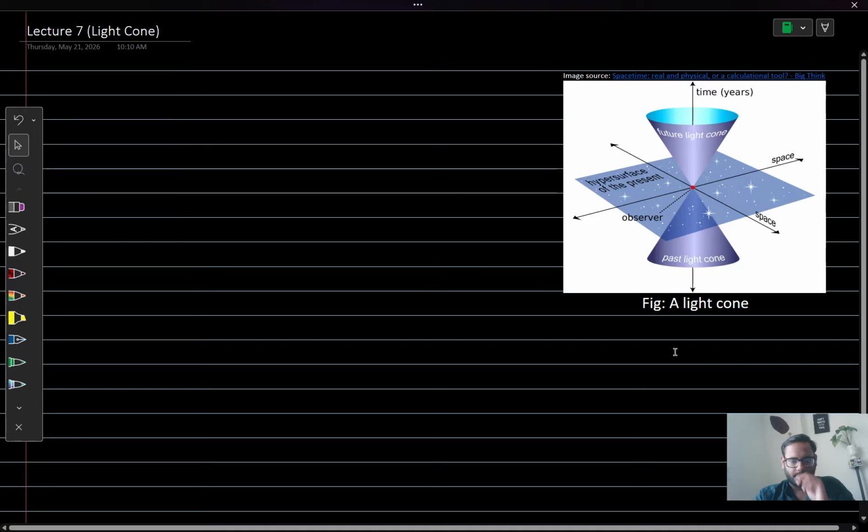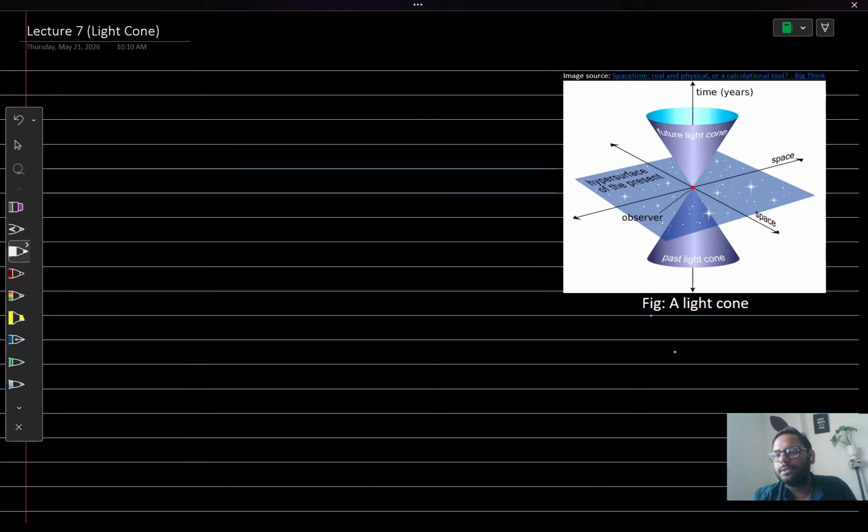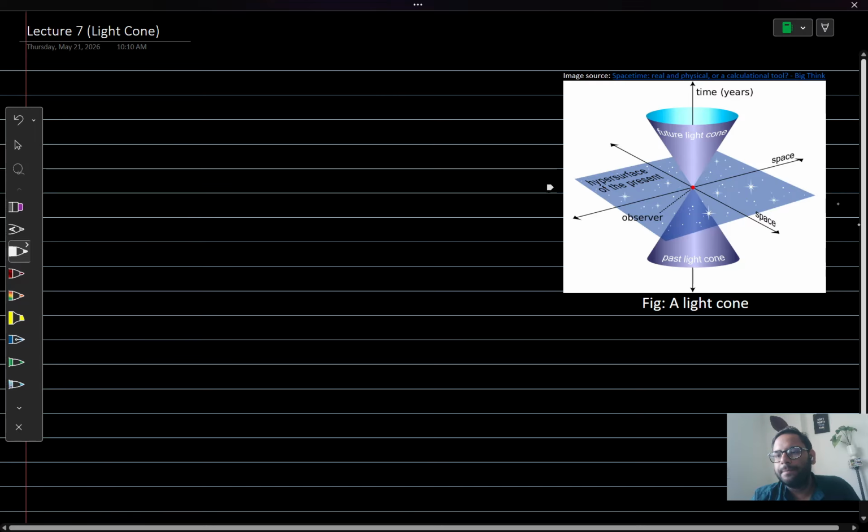Okay, so today we're gonna learn about the light cone. This is the structure of the light cone here. But we will slowly develop the ideas related to it. We have learned till now, of course, the master equations of the special theory of relativity.